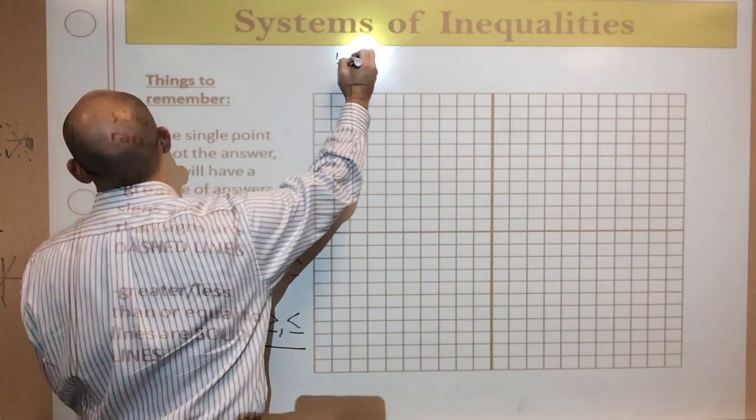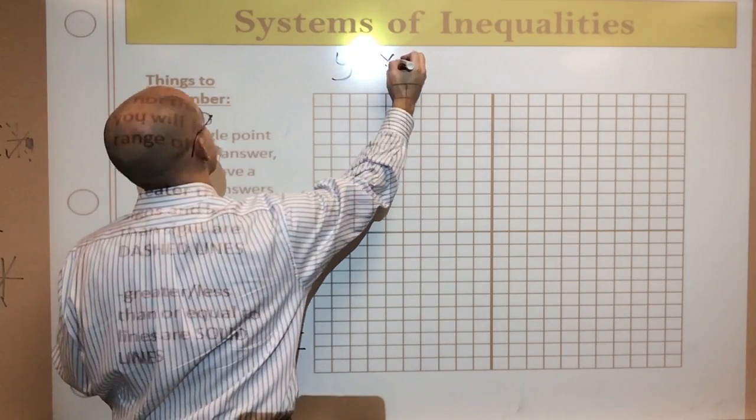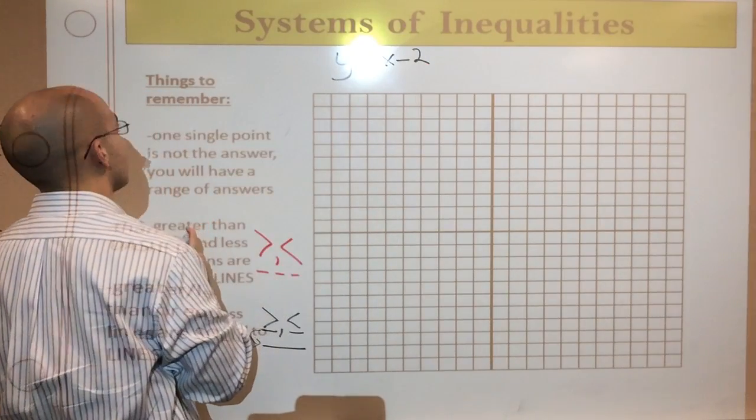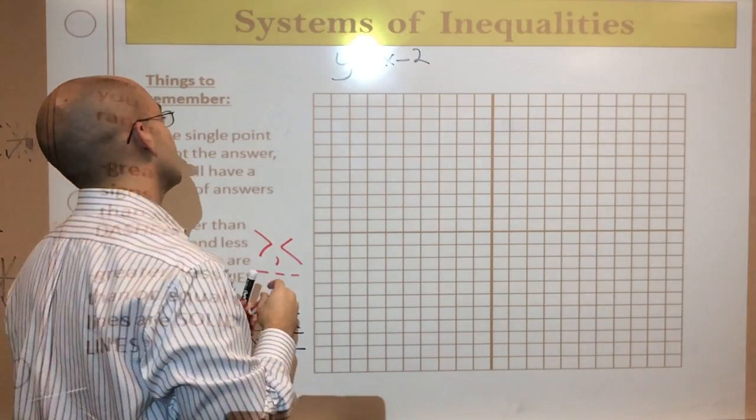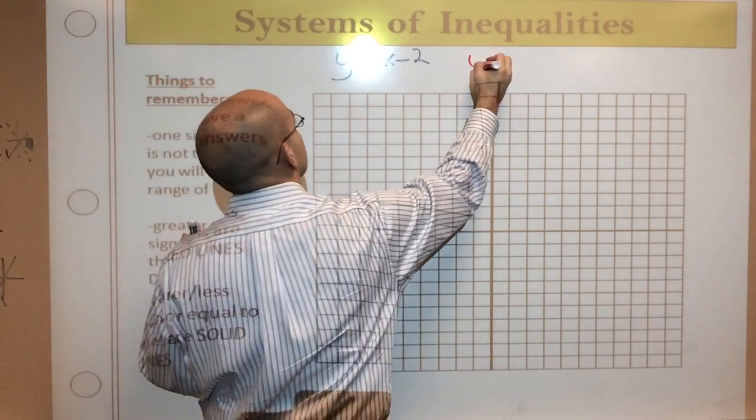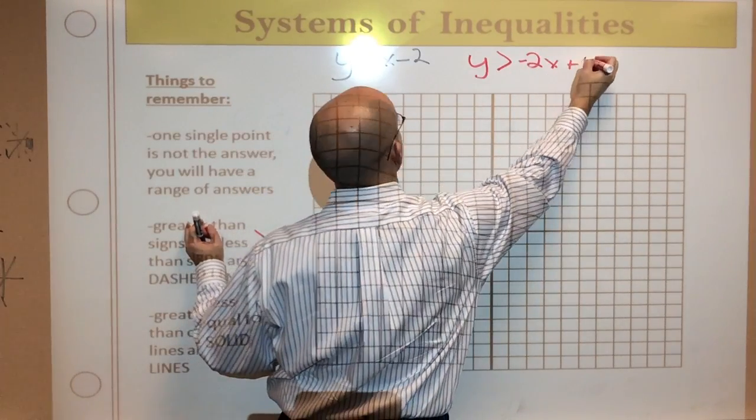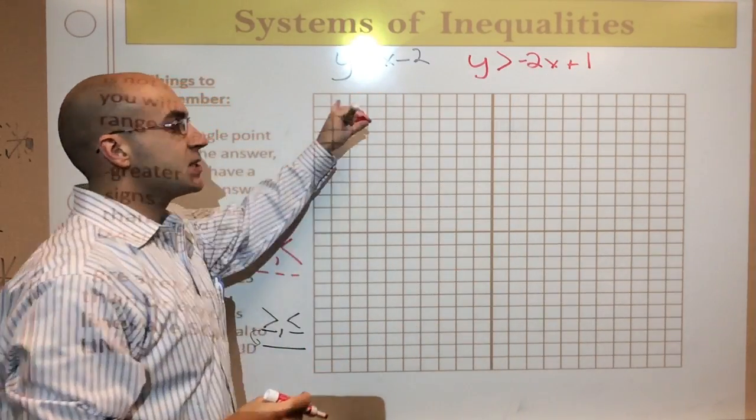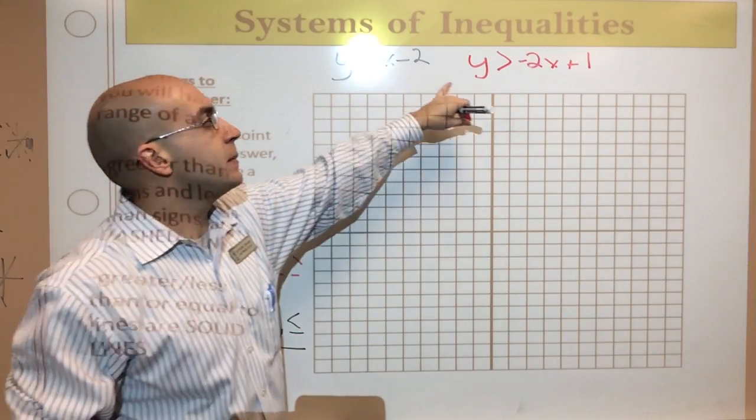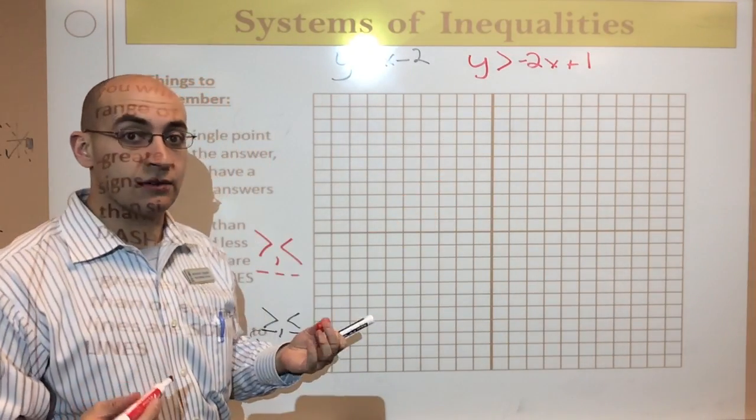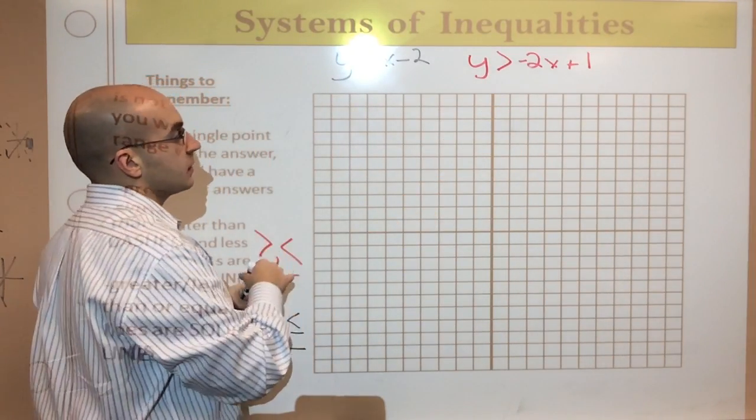First one, y is less than or equal to x minus 2. I'm going to try to make it easy for you so you understand how to do this. And then the other line in the system is y is greater than negative 2x plus 1. They're set up in slope-intercept form. Don't worry about the inequality sign just yet. We still have to graph these lines. So let's go ahead and graph the black line first.